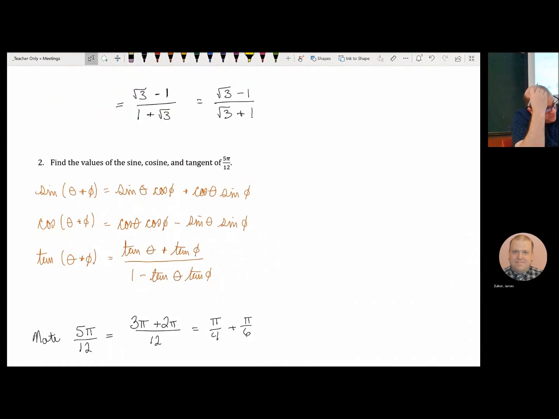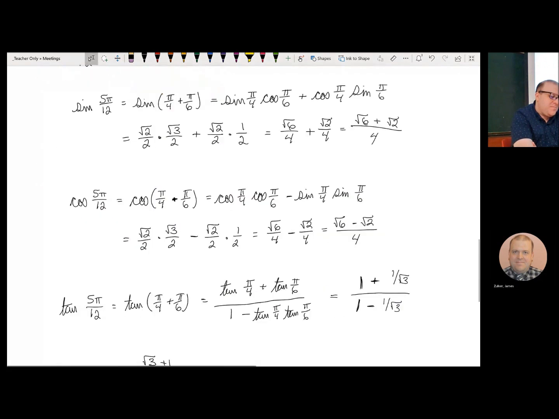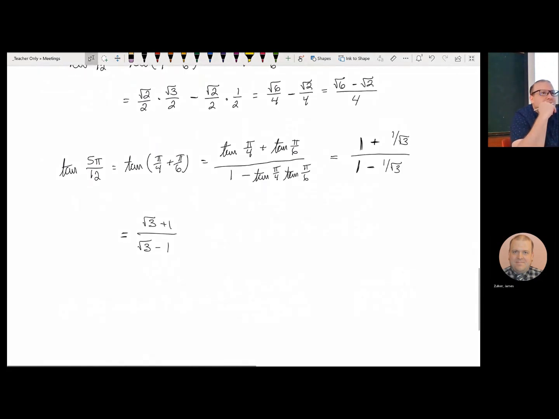What's tangent of pi over 12? So what's cotangent of pi over 12? Flip the reciprocal. What do you mean by opposite? Square root 3 plus 1 over square root 3 minus 1. Isn't that what we have for tangent of 5 pi over 12?